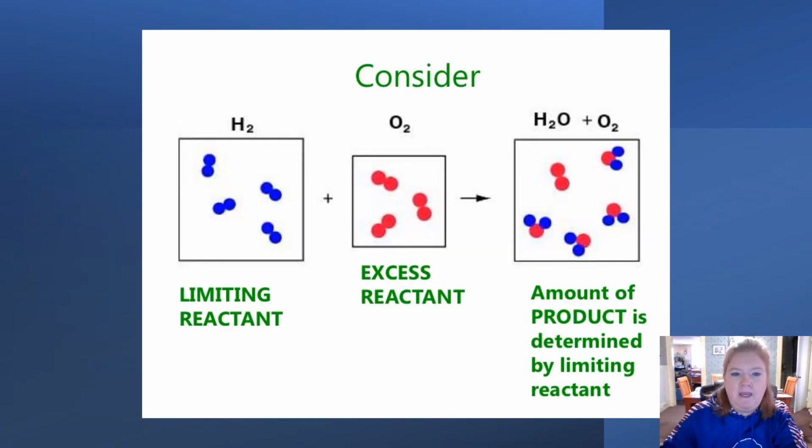Well, if I have this much H2 and this much O2, I can make this much H2O, and then I have some leftover O2 that I don't need. So the amount of product is determined by the limiting reactant. The other reactant is called excess, meaning I have extra.